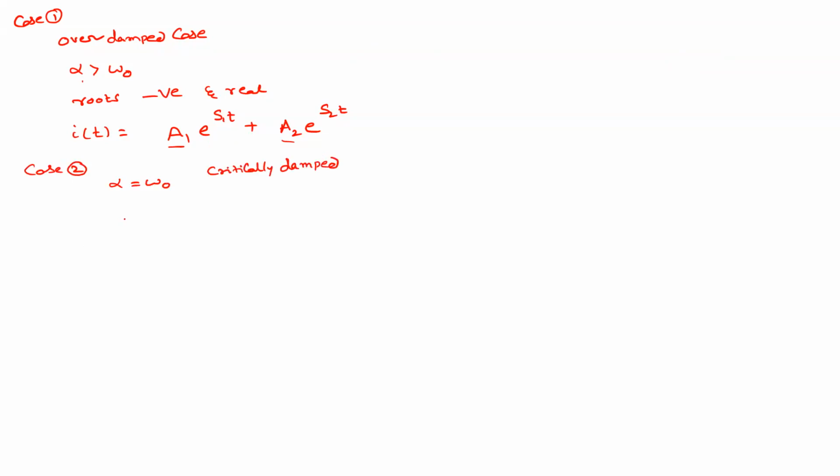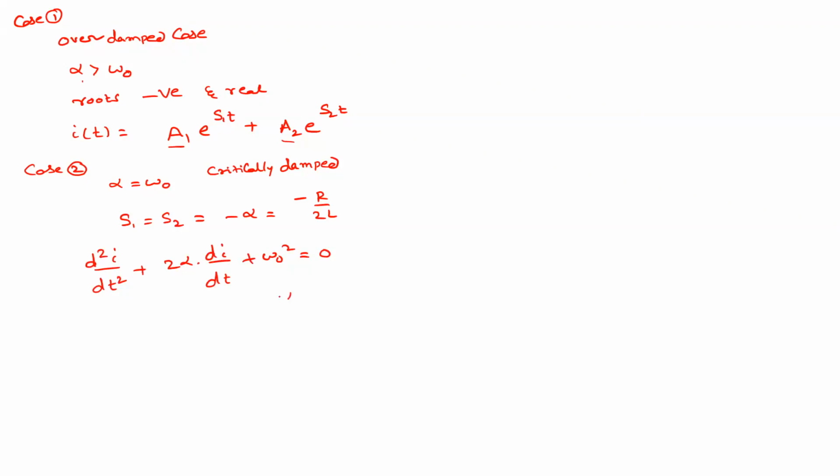So if alpha equal to omega naught, what is the value of S1, S2? It is equal to minus alpha, which is equal to minus R by 2L. Is this correct? So what is the differential equation? d square I by dt square plus 2 alpha into di by dt plus omega naught square I, which is equal to 0. That is the differential equation you have, right?